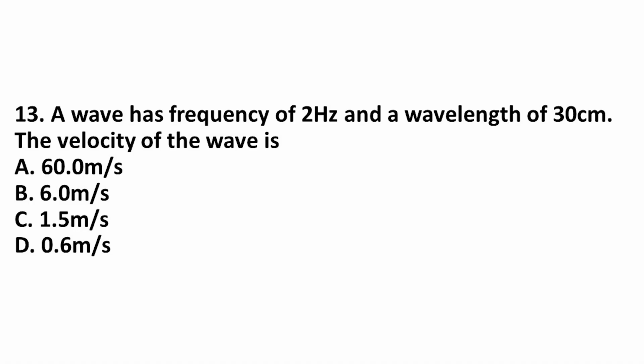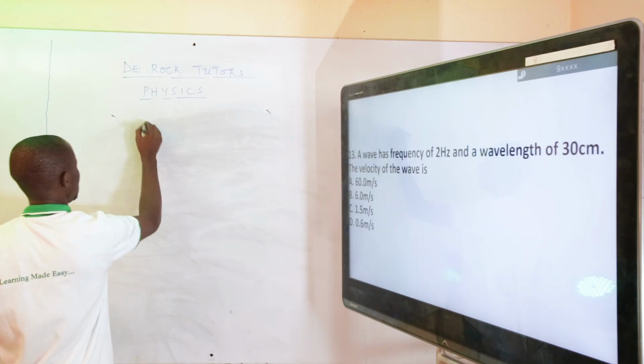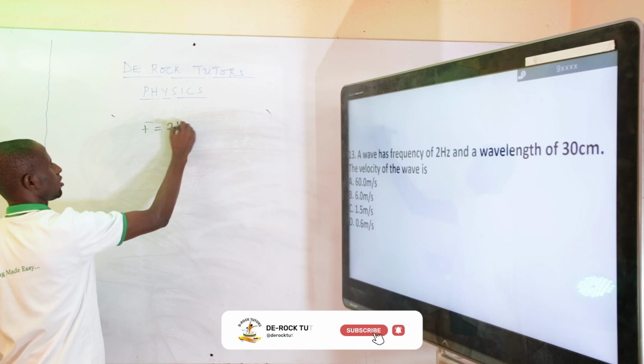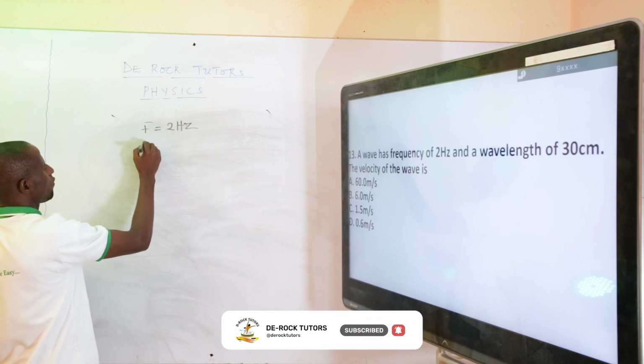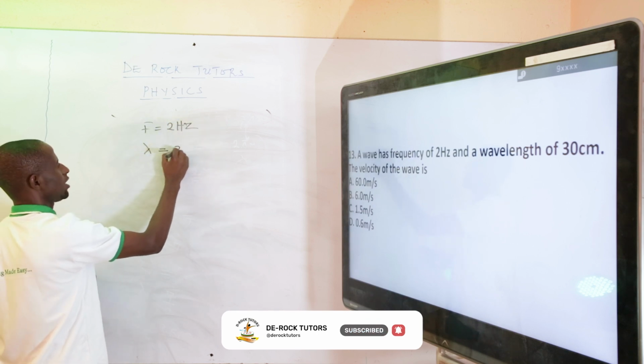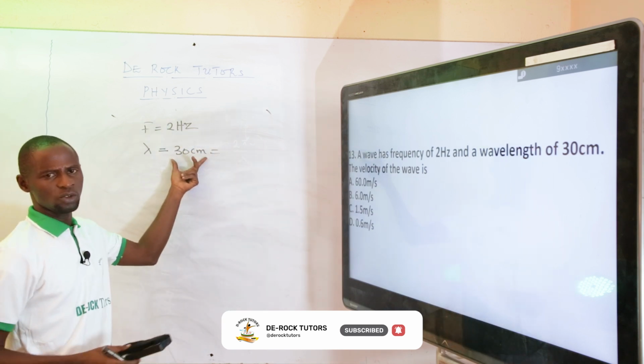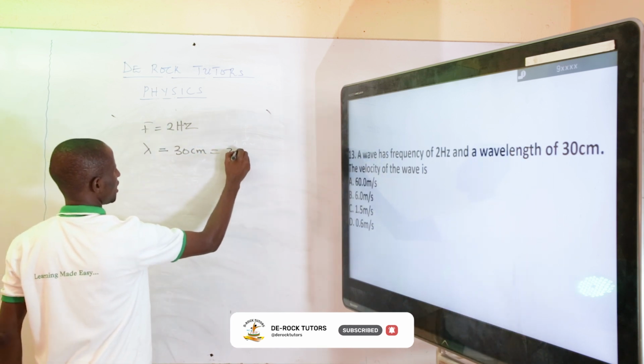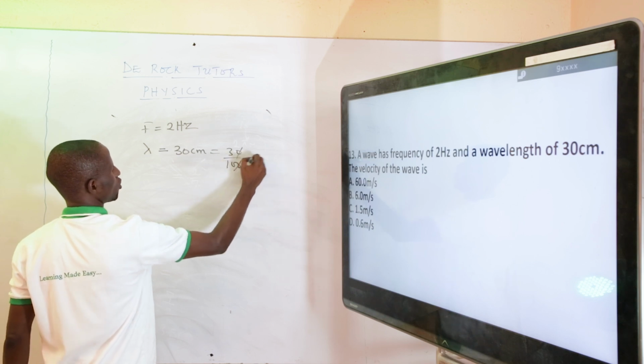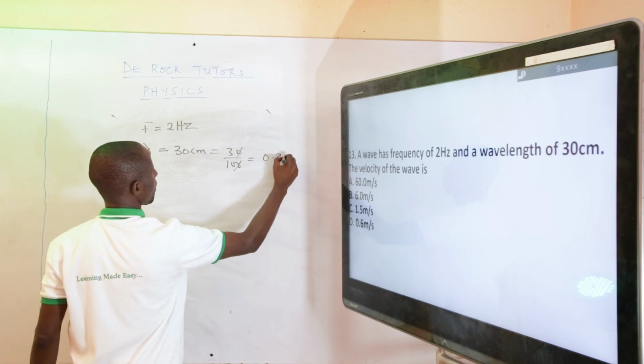A wave has a frequency of 2 Hz and wavelength of 30 centimeter. The velocity of the wave is dash. So f is 2 Hz. The wavelength lambda is 30 centimeter. So we need to convert that 30 centimeter to the standard units. So we divide it by 100. That's 30 divided by 100. So that will give us 0.3 meter.